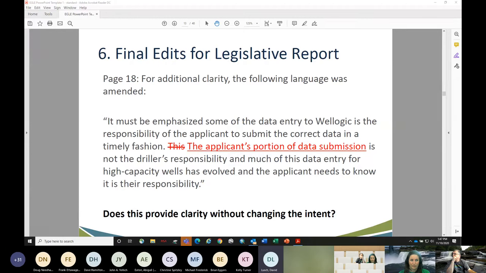So we're really talking here about trying to get well drillers on board with providing another customer service in reminding applicants of high capacity wells of their responsibility to keep Eagle informed of any changes that might occur. And this, as you know, has been a longstanding and plaguing problem that we've faced.